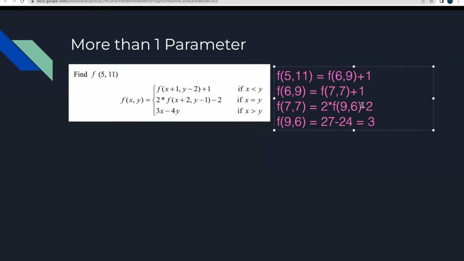This becomes 3. You can replace this with a 3. Solve to get 6 minus 2 is equal to 4. Replace this with a 4, solve to get 5. Replace this with a 5 and solve to get 6.